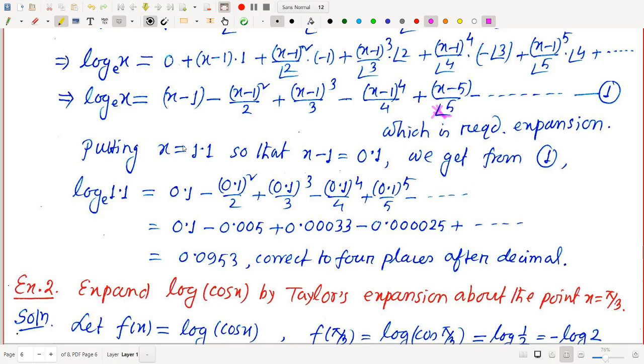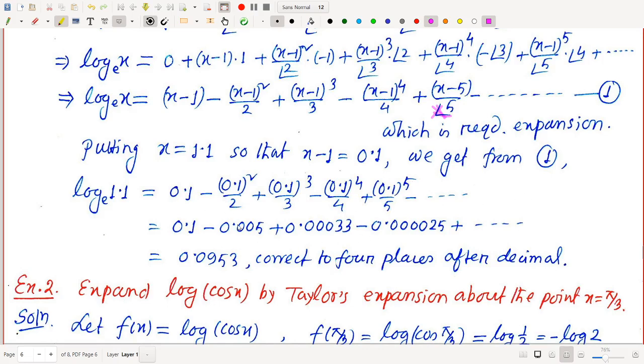Now if we put x equal to 1.1 in this series, so that x minus 1 is 0.1, meaning h is 0.1, we get log 1.1 equal to 0.1 minus 0.1 square by 2 plus 0.1 cube by 3 minus 0.1 to the 4 by 4 plus 0.1 to the 5 by 5, dot dot dot.